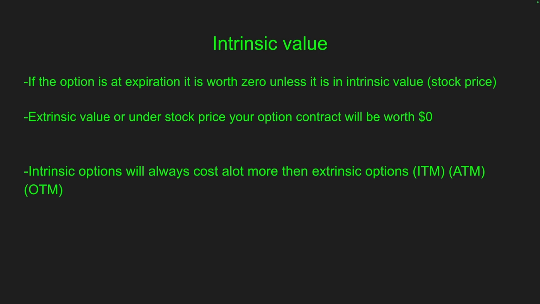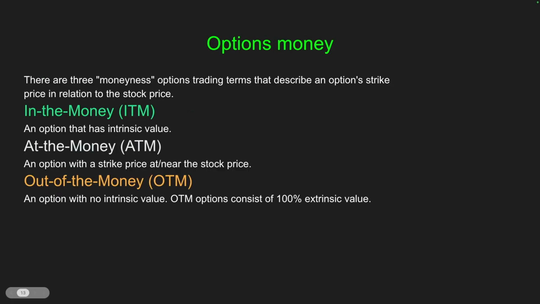And we're going to go over in the money, at the money, and out of the money, which is ITM, ATM, and OTM. So like I said, there are 3 monies: in the money, which is an option that has intrinsic value; at the money, which is an option at the strike price or near the stock price; and then out of the money, which is an option with no intrinsic value. And this consists of 100% extrinsic value.